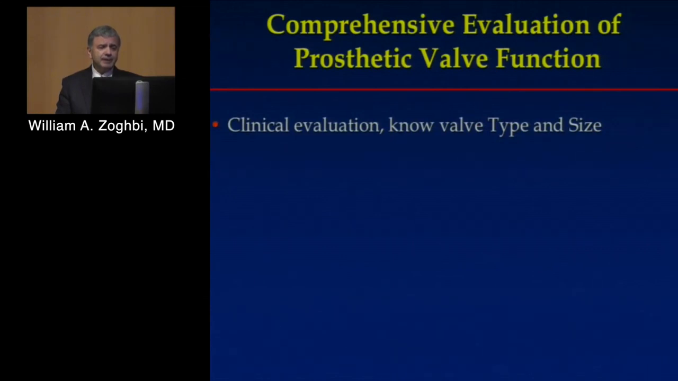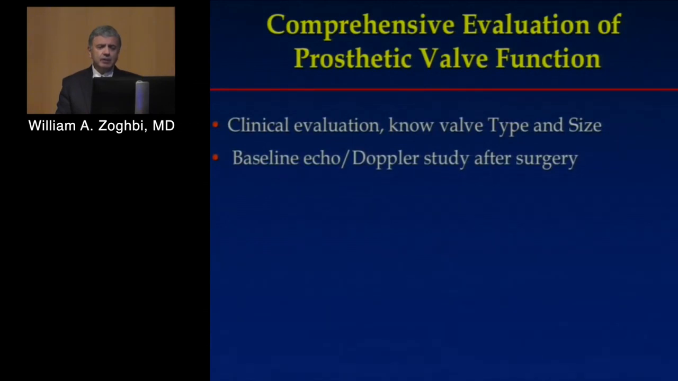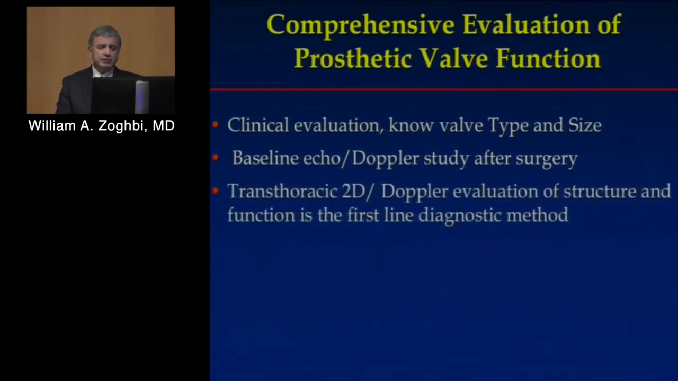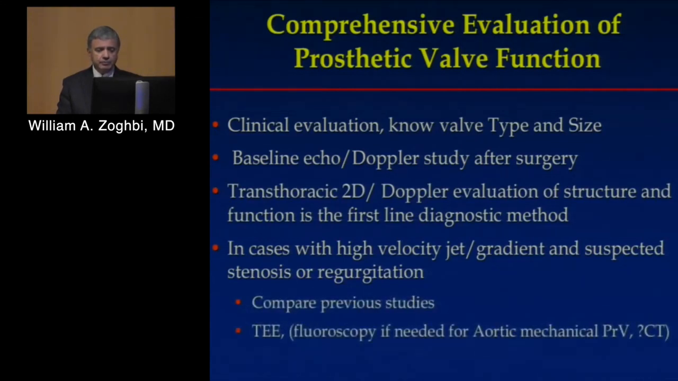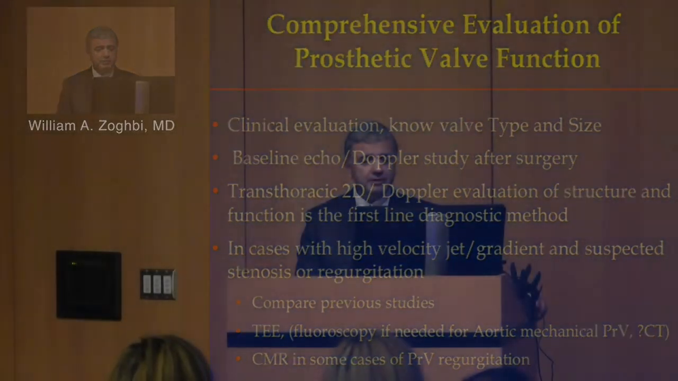So in summary: clinical evaluation, know the valve type and size, and get a baseline echo Doppler after surgery or intervention. Transthoracic is certainly the first-line diagnostic method in cases of high velocity gradient and suspected stenosis or regurgitation. Compare it to previous studies, hopefully they're available to you. Then a TEE, but for an aortic position, you may want to think of other things, be it fluoroscopy or CT, and CMR in some cases of prosthetic valve regurgitation where that could be a problem. Not to look at the prosthesis itself, but to use some of the quantitative criteria that Dr. Deepanshaw will be talking about.